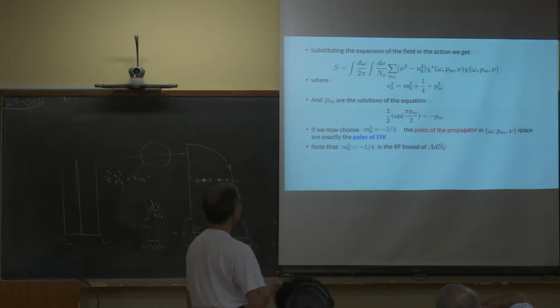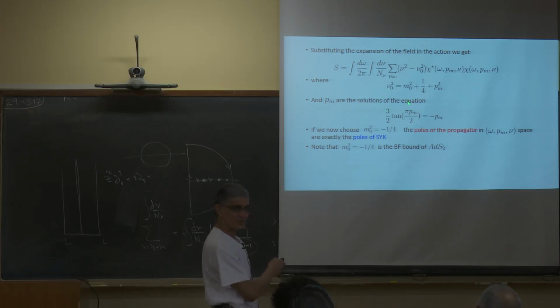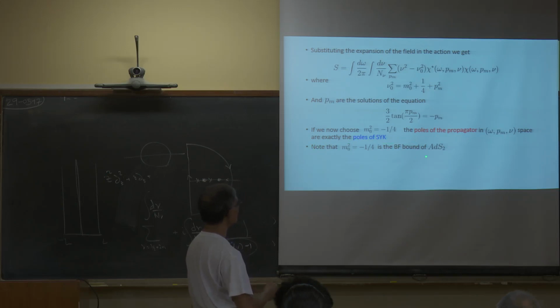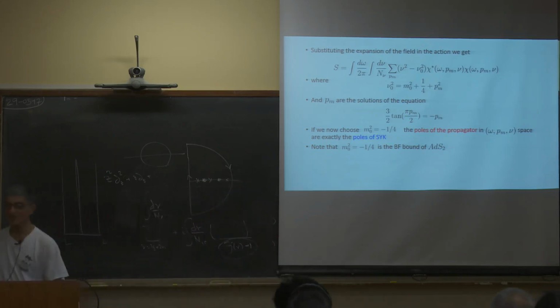Okay? Now, if I choose that mass precisely minus 1/4, then Pm square just becomes nu naught square, and so the solution of that equation is indeed the order of the Bessel function that appears, and that is what we wanted. For some reason, this is exactly the BF bound in AdS2. I have no idea what the significance of that is. There is a lot of black magic here.